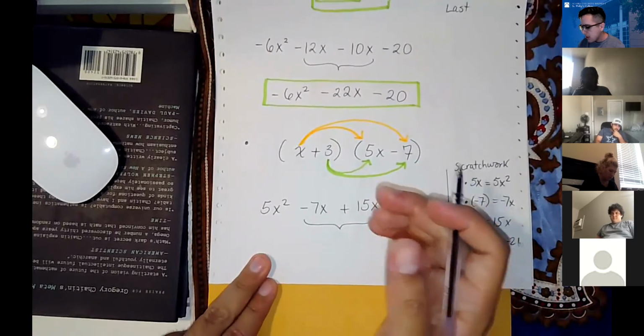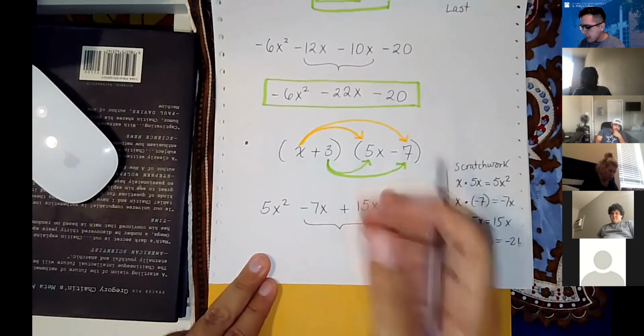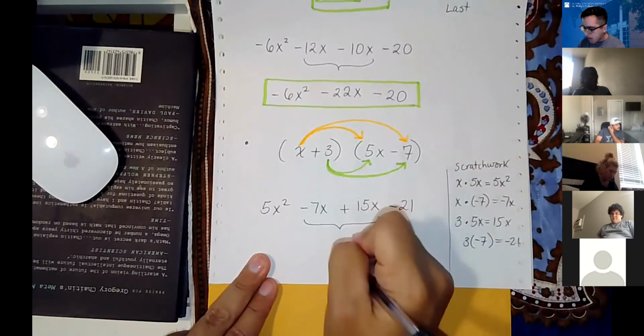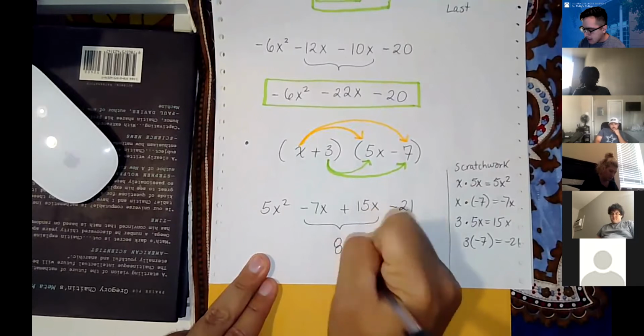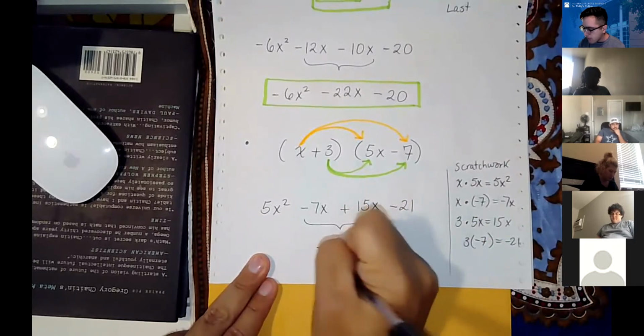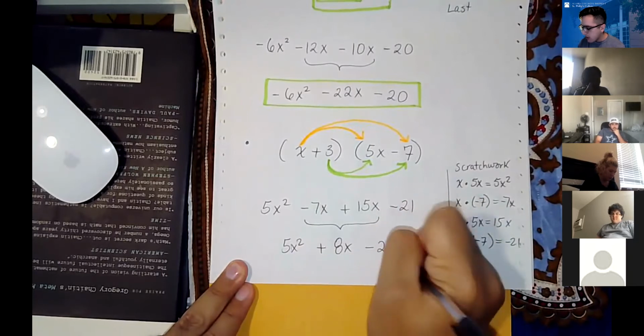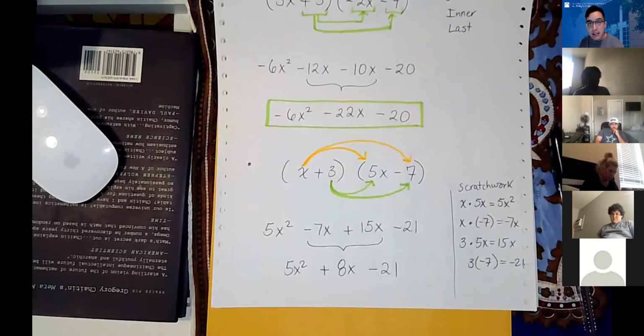And that should be what? Take away 5, that'll get us to 10. Take away 2 more, this will get us to 8. So that should be 8x, and that's positive 5x squared plus 8x minus 21, and that should be our answer. Is that what you guys got?